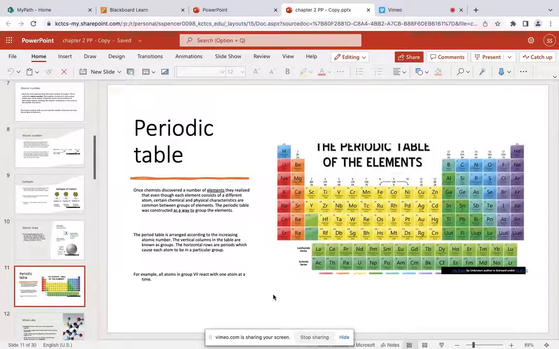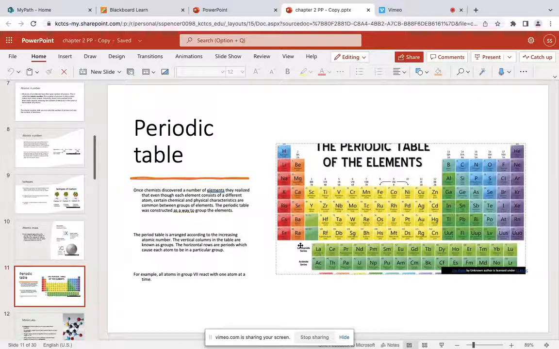So this slide's really just highlighting the periodic table. I'm sure you remember this from your high school chemistry class. Chemists discovered a number of elements. Once they realized these elements, they tried to figure out a way to organize them. They did it in rows and columns. So your rows and your columns. The vertical columns are known as groups, and the horizontal rows are called periods. And they kind of did this by chemical reactivity.